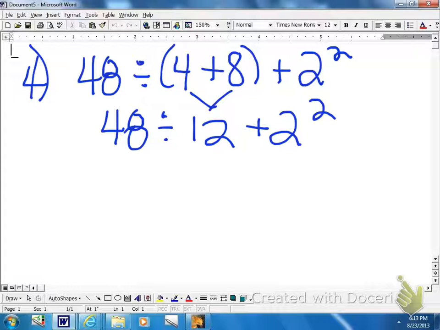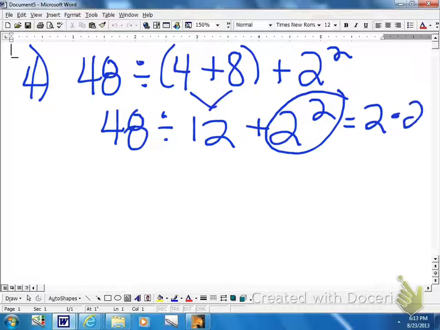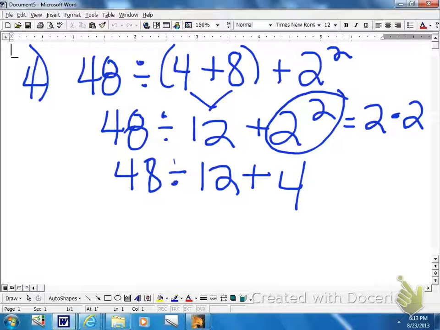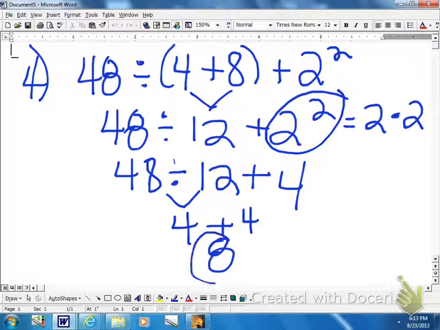Excuse, exponents. This would be my exponent, 2 squared, which means 2 times itself, 2 times. Okay, I'm using that little dot to show multiplication. 2 times 2 would be 4. Bring down the rest of my problem. So now I have 48 divided by 12 plus 4. Well, the next step is division. 12 goes into 48 4 times. Add this plus 4, and the answer is 8. Hopefully you got some of those.